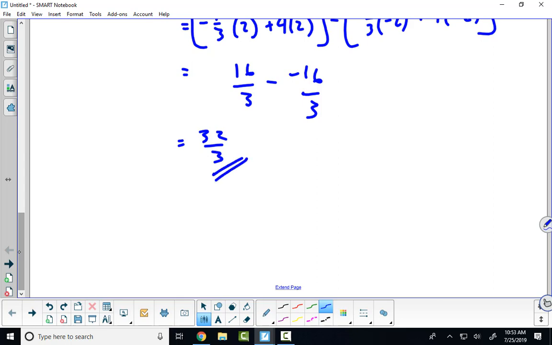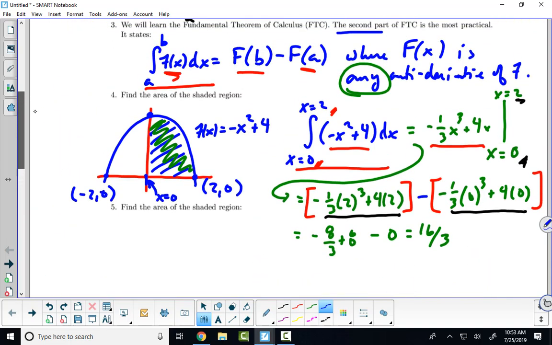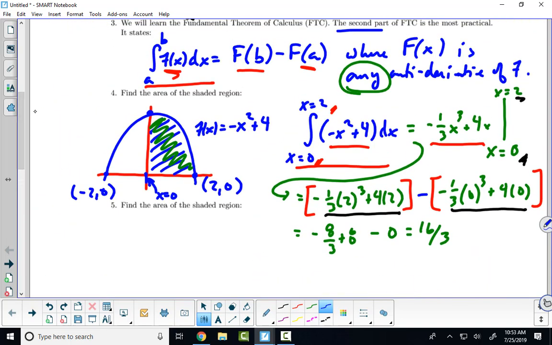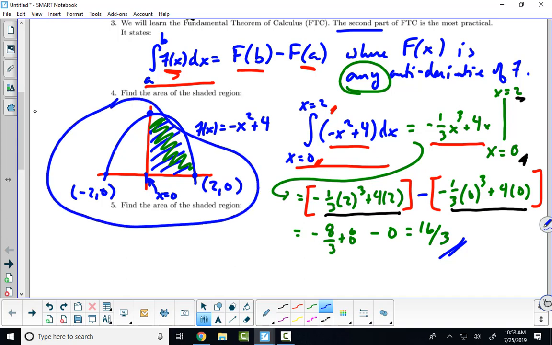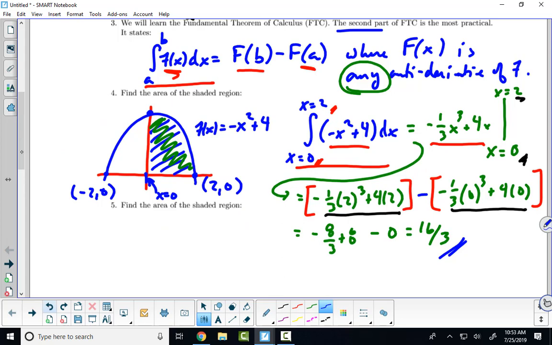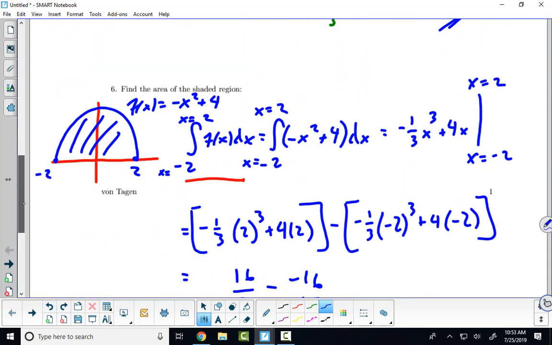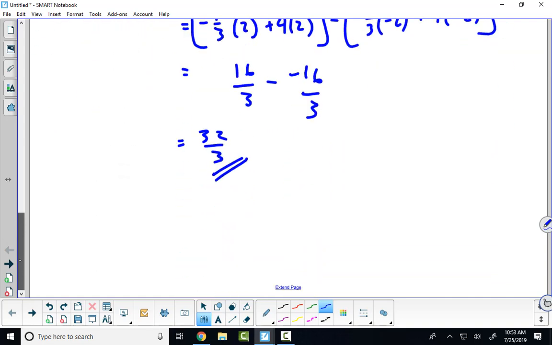How did this answer compare to our first answer? It was double that. Convince yourself. Look at this region right here. Look at that region right there. And look at this region right here. I've just added a symmetric half to this. Okay? By the way, this gives us a handy little property.